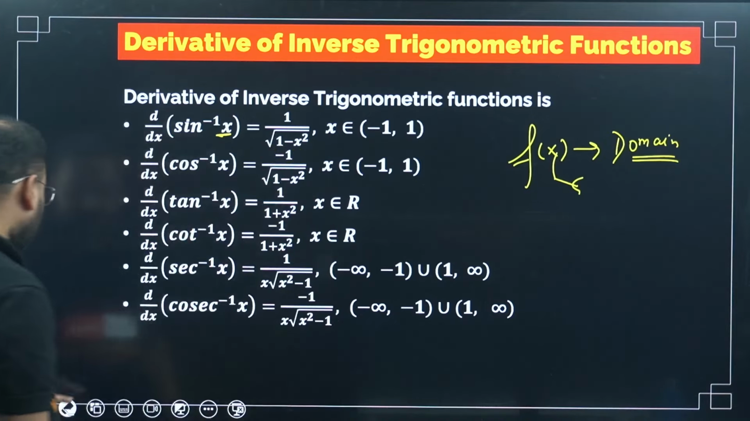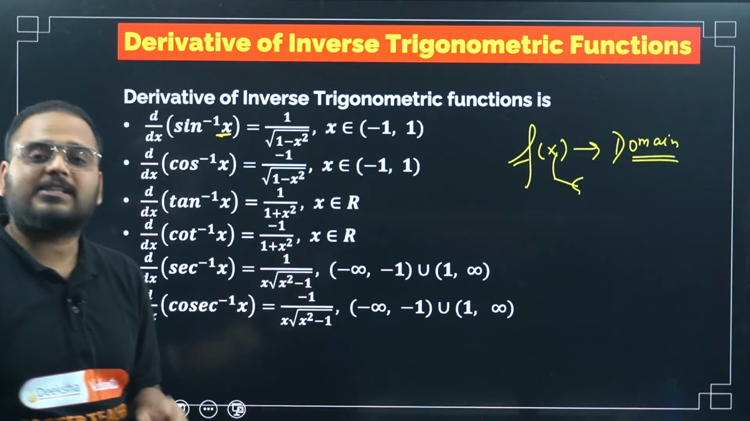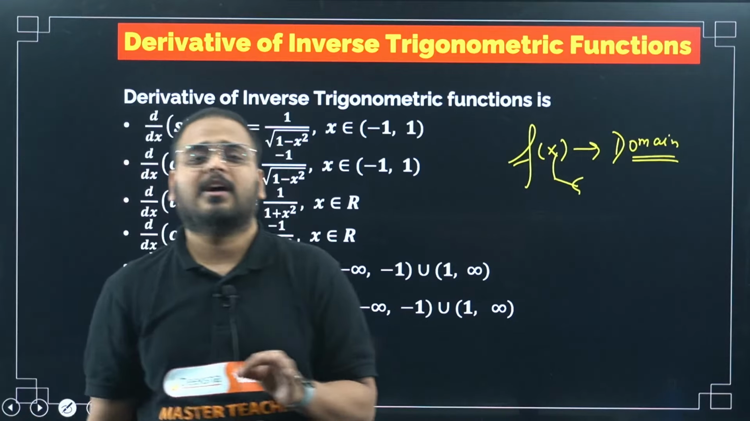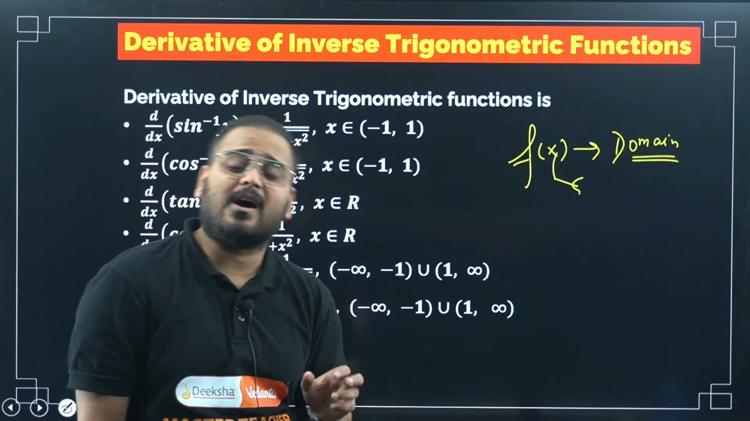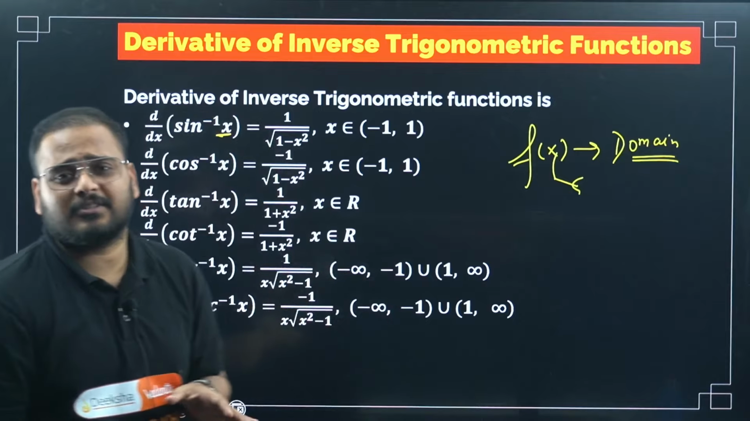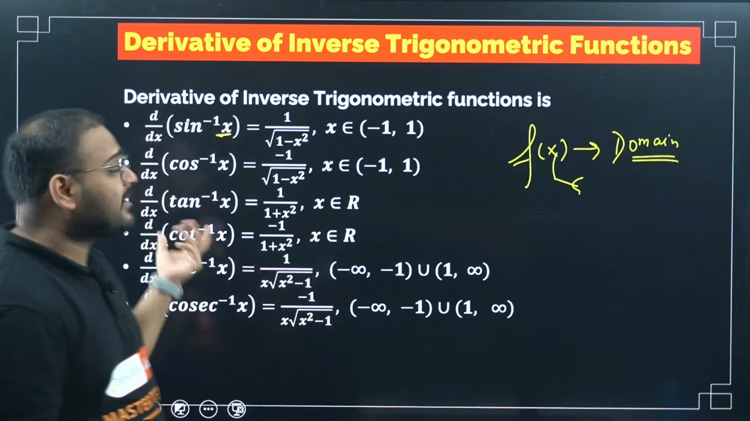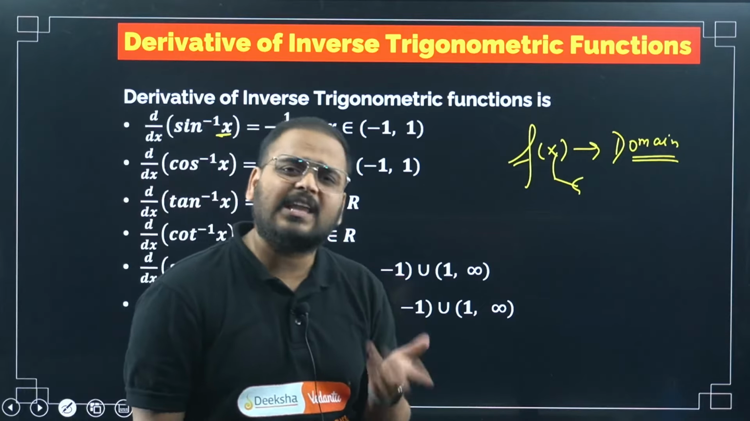In the case of tan inverse, what happens? 1 upon 1 plus x square. I know most of us remember this formula. Why? Because this has been asked on multiple occasions. I don't know why they prefer tan inverse in all the questions, but yes, they do. Tan inverse questions are asked. I think in today's session also I've taken a question where tan inverse is asked.